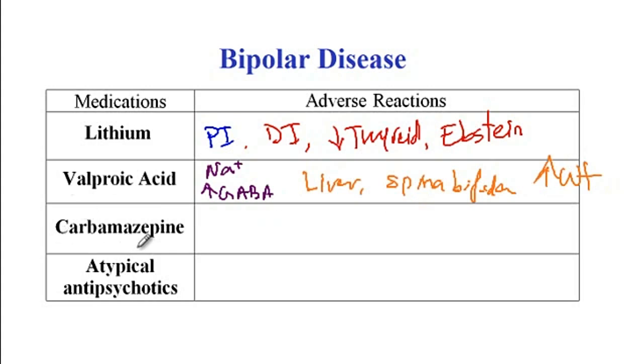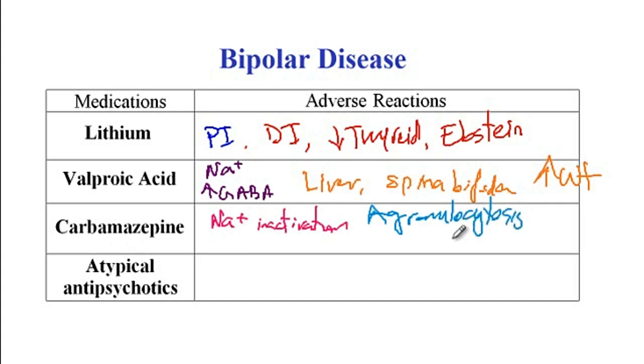The next medication is carbamazepine, which increases the sodium channel inactivation. And the side effect of carbamazepine is bone marrow suppression, as a consequence of which these patients will develop agranulocytosis as well as aplastic anemia.